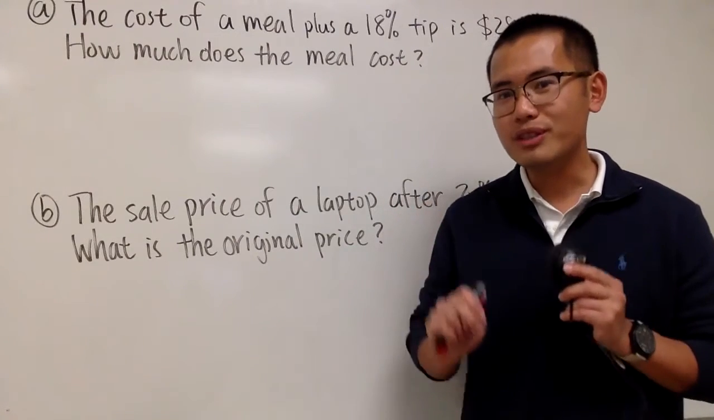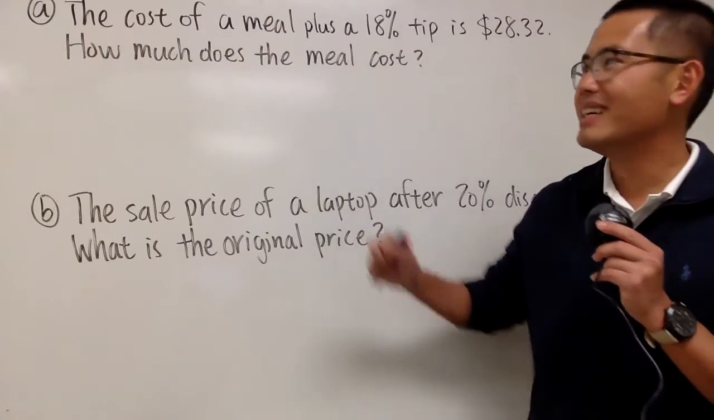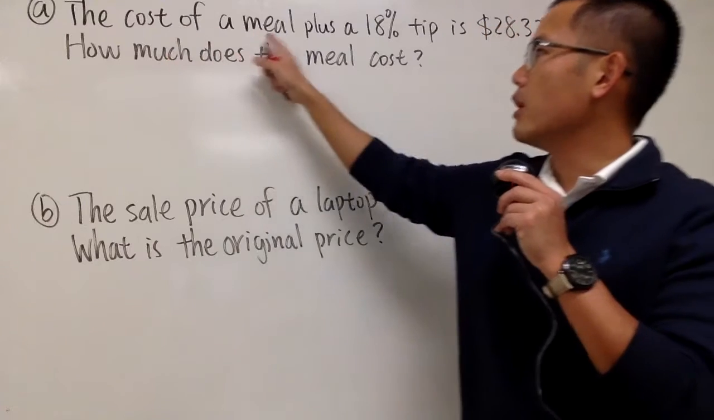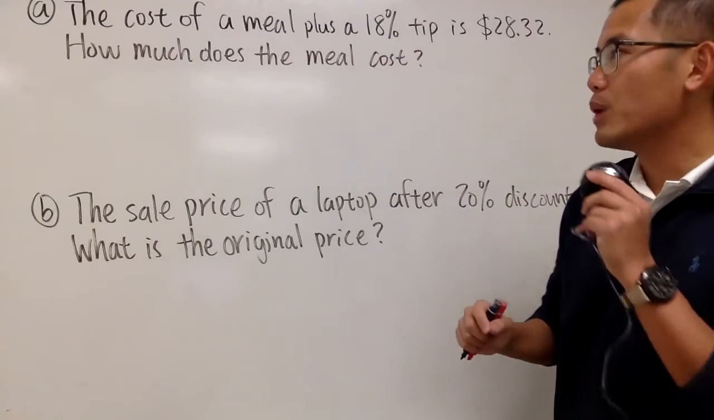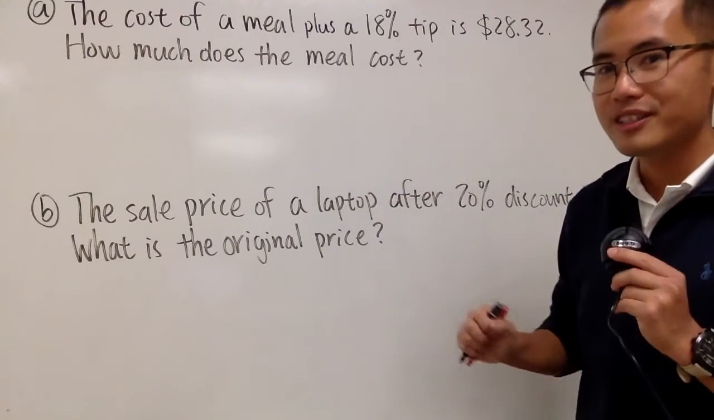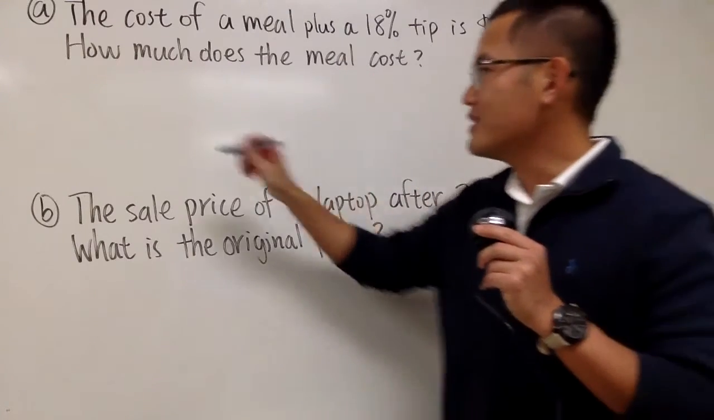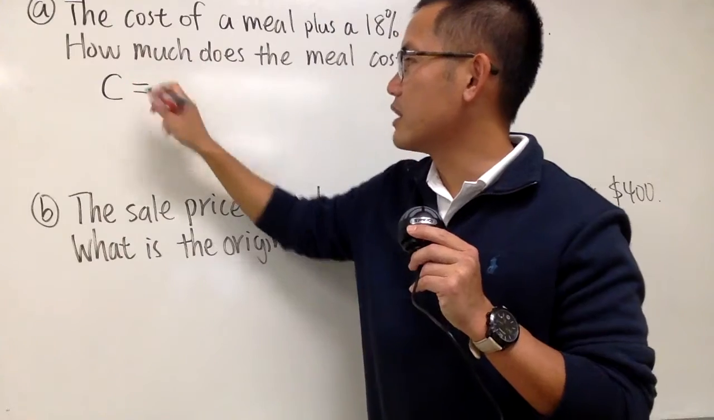All right, here we have these two questions involving percentages. Have a look. First, it says the cost of a meal plus an 18% tip is $28.32. And we are going to find out how much the meal costs. So here we go. First, let me just write down C for the cost of the meal.